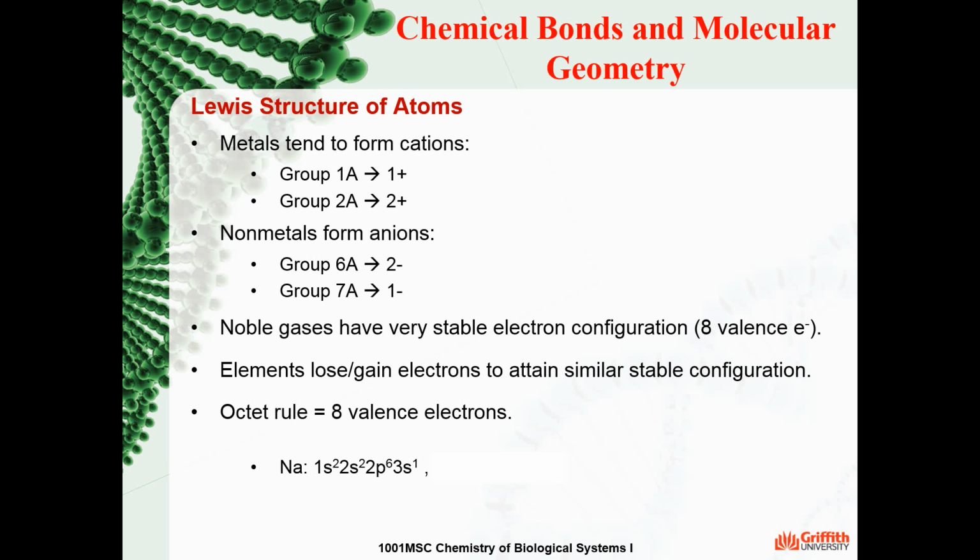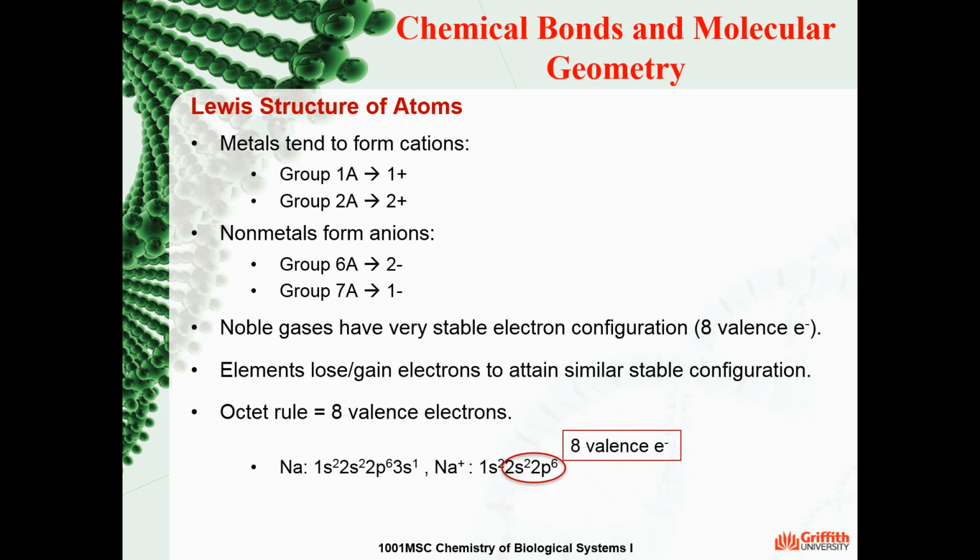For example, sodium has 11 electrons. The electron configuration is 1s2, 2s2, 2p6, 3s1. 3s is the outer shell with 1 electron, so sodium has 1 valence electron. When sodium loses its valence electron from 3s, the electron configuration becomes 1s2, 2s2, 2p6.